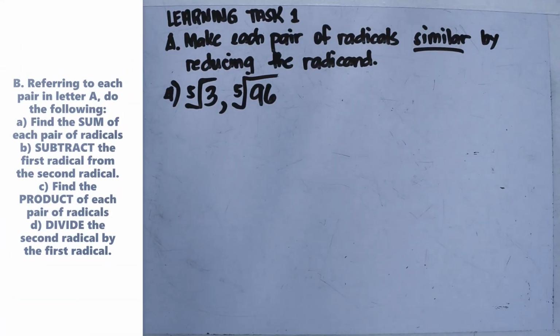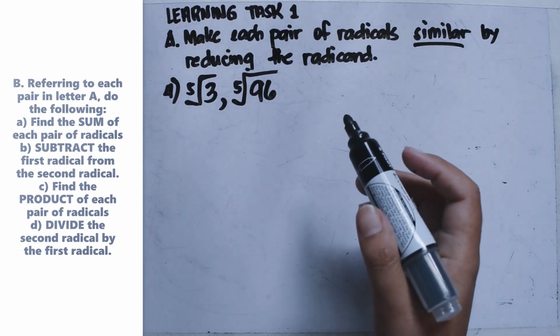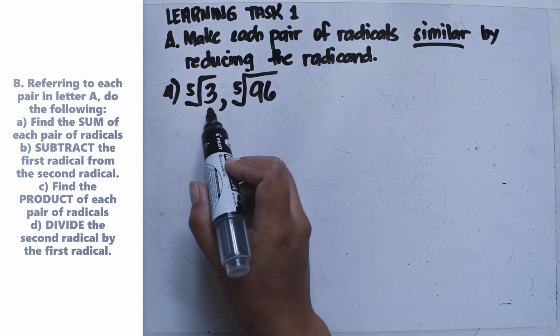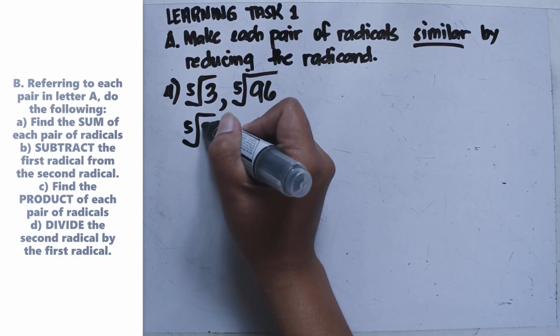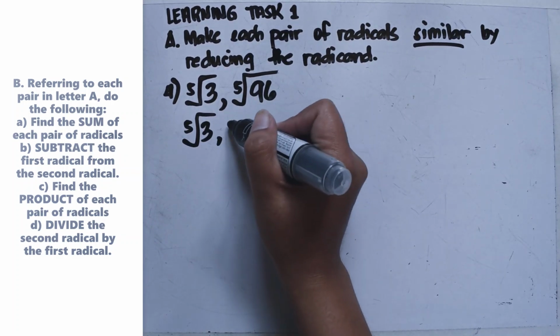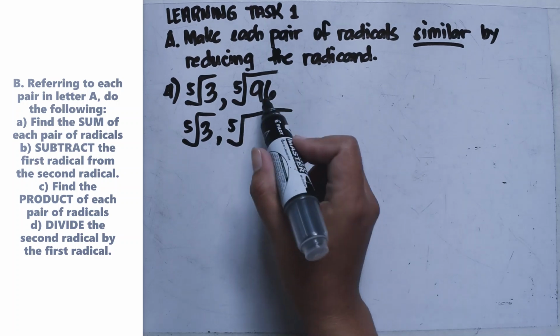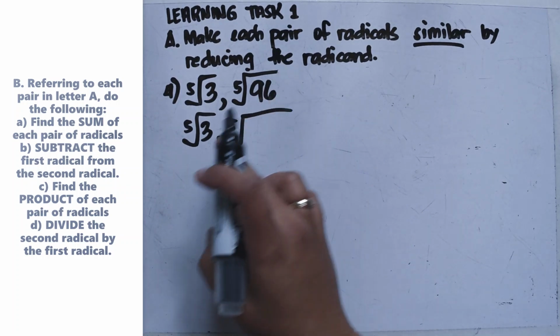So, number 4 na po tayo. So, again, unang step na ginagawa natin ay ginagawa natin similar. So, this time, may clue tayo si 3. So, si 3, dahil yan ay prime, hindi na natin yan mapapaliit. So, fifth root of 3. And then, ito lang po yung ating papaliitin. So, we have fifth root of 96, diba? So, papaliitin natin yan. Alam natin na yung isang factor ay 3.